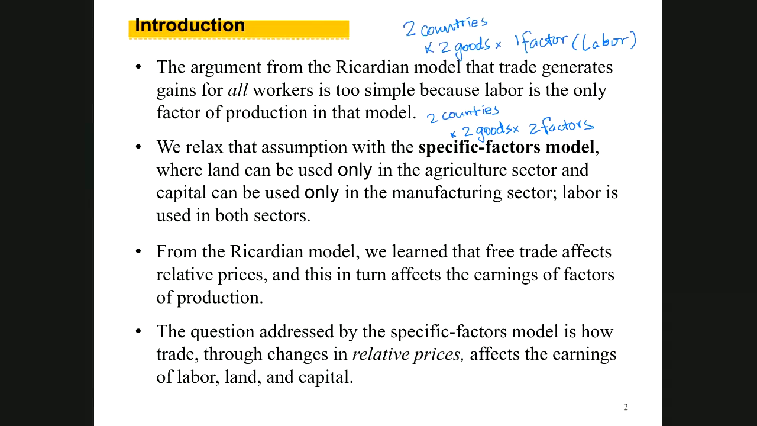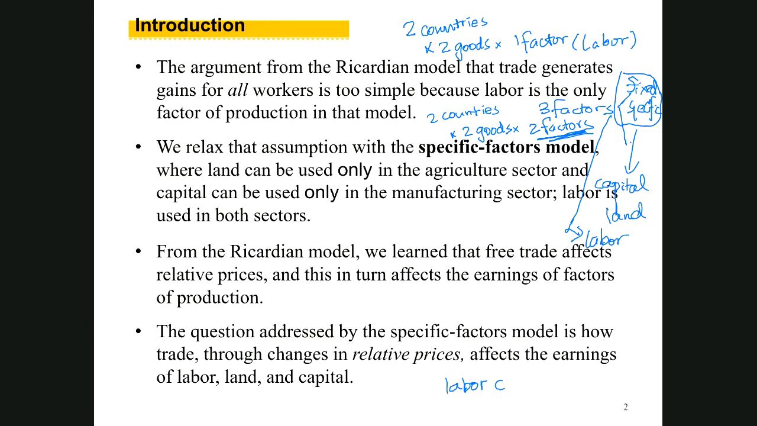Okay, and now I actually have three factors here, but the three factors we can categorize into two. One is called fixed or specific. In this textbook, this one is going to be capital. Another production factor is labor, and labor could move freely across the industries.